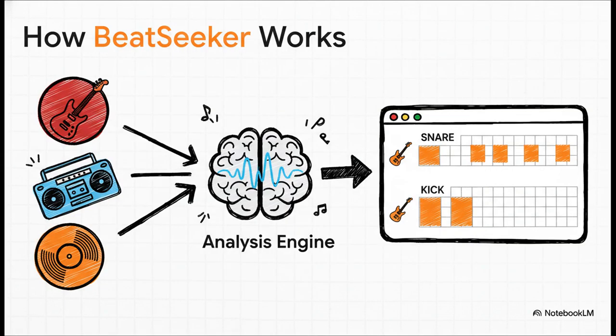And this isn't just random guesswork. Beat Seeker is smart because it's built on data. It's analyzed hundreds and hundreds of songs across all kinds of genres, so it knows what kind of snare patterns are common in a rock song or what kick patterns really define a house track. It highlights those for you, which means its suggestions are always going to be musically relevant.